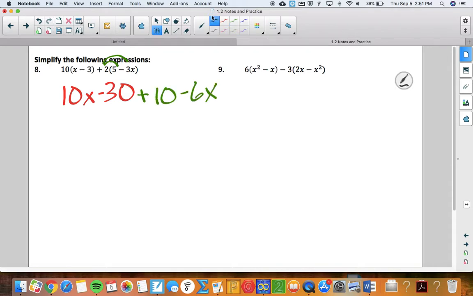That's good. So I've distributed. Now I'm going to combine like terms. Remember, like terms are things with the same variable and the same power. So this is x to the 1 and x to the 1. So I get 16x to the 1. And then -30 plus 10 is -20.